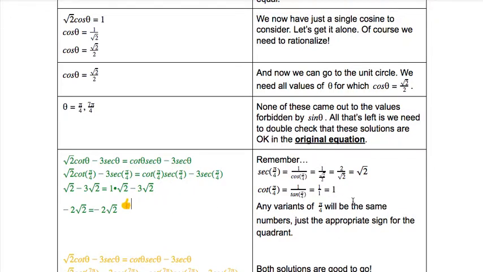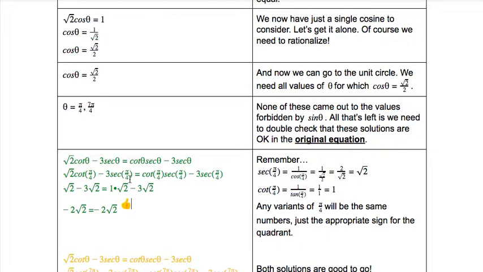Over here, I did a little bit of side math. Secant of pi over 4 is 1 over cosine pi over 4, and so I did a whole bunch of math. I thought it'd be easier to do this math over to the side. And just remember, any variant of pi over 4 is going to have that same value, just the right sign for the quadrant. Just like any version of pi over 4 has a cosine of root 2 over 2, but sometimes positive and sometimes negative.